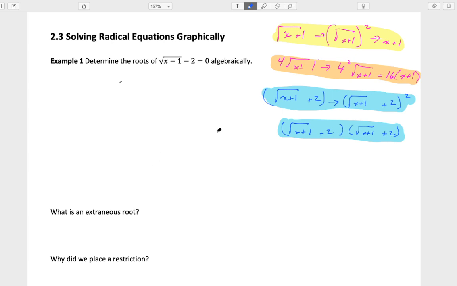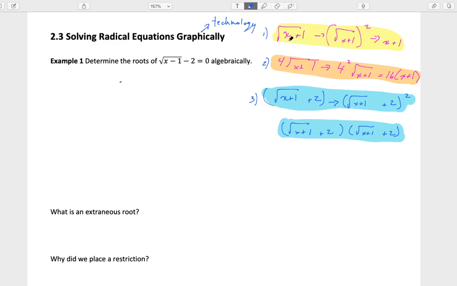We're going to be looking at 2.3, solving radical equations graphically. In my first example, I'm actually not going to solve them graphically, which means generally graphically can mean manually by graph, but often it means using technology or something of this sort. So we're going to determine the roots of the square root of x minus 1 minus 2 is equal to 0. Now, I just want to draw your attention to three scenarios.